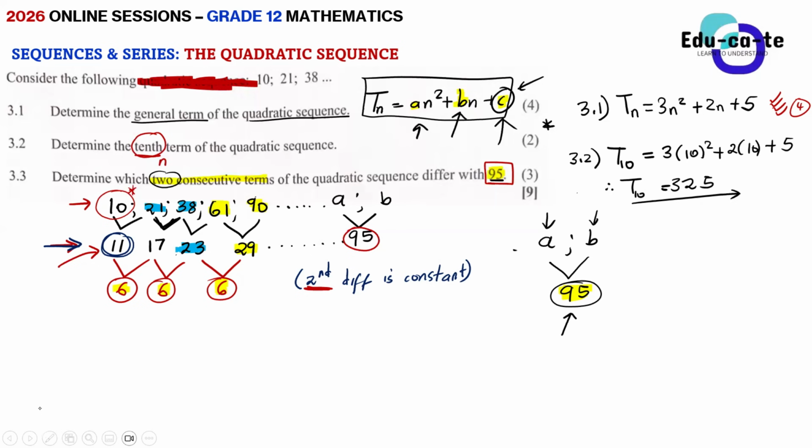Are you getting the sense? So we're going to keep on adding 6 until we get 95, isn't it? Do we need to keep on adding 6 until we get 95? Yeah, because 11 plus 6 is 17, and 17 plus 6 is 23. Yeah, you keep on adding. You can keep on adding, but when will you get to 95?